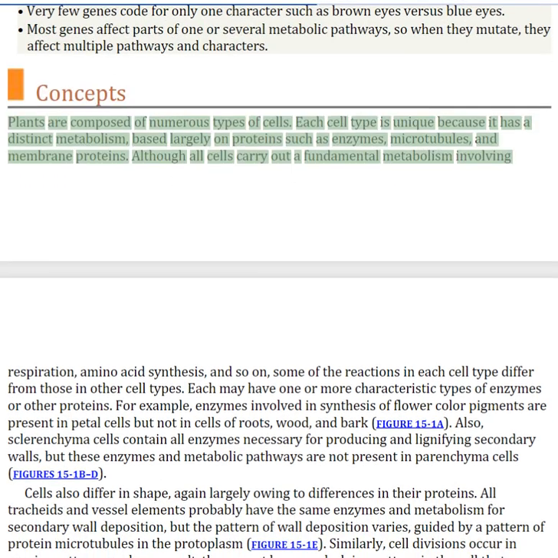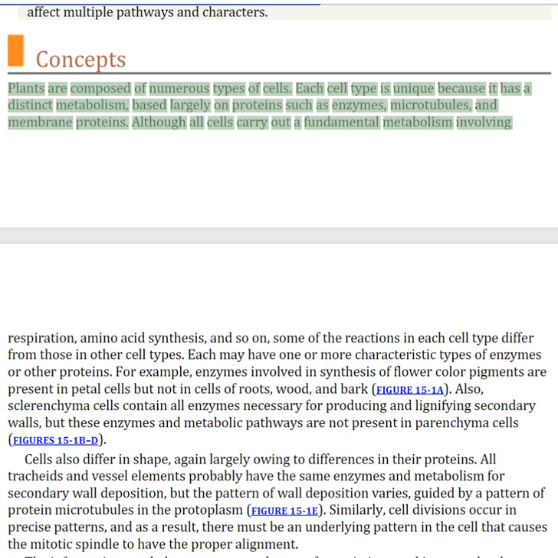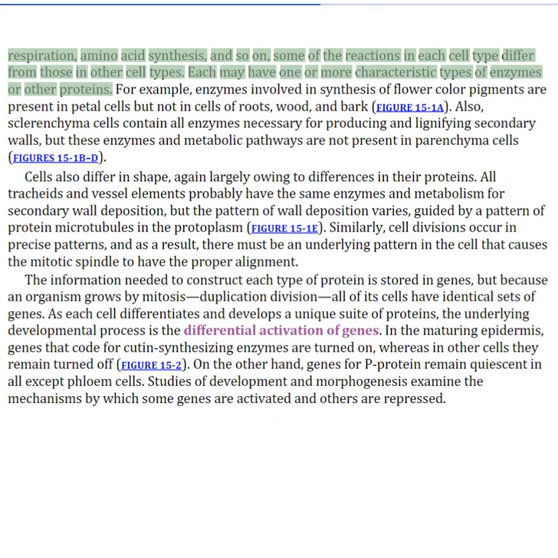Concepts. Plants are composed of numerous types of cells. Each cell type is unique because it has a distinct metabolism based largely on proteins such as enzymes, microtubules, and membrane proteins. Although all cells carry out a fundamental metabolism involving respiration, amino acid synthesis, and so on, some of the reactions in each cell type differ from those in other cell types. Each may have one or more characteristic types of enzymes or other proteins.